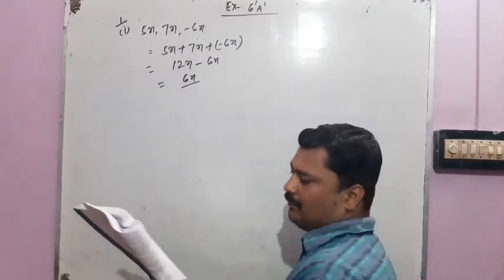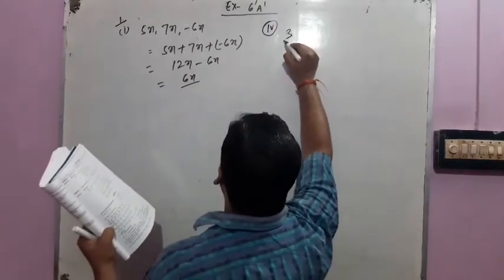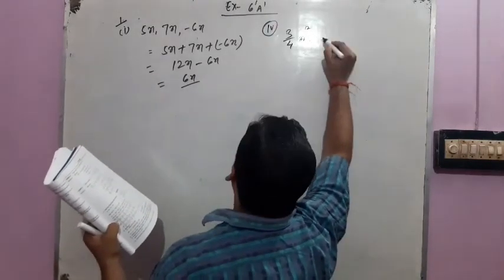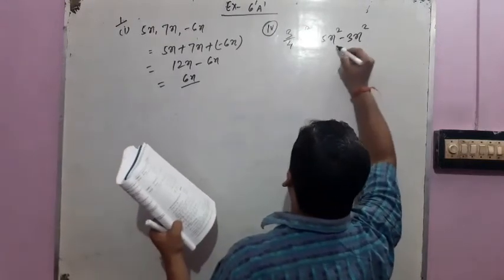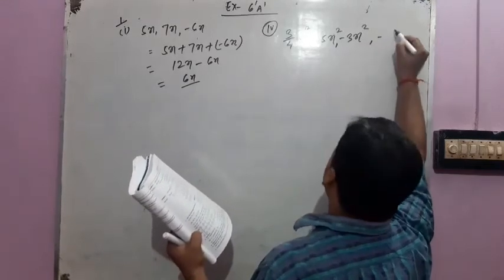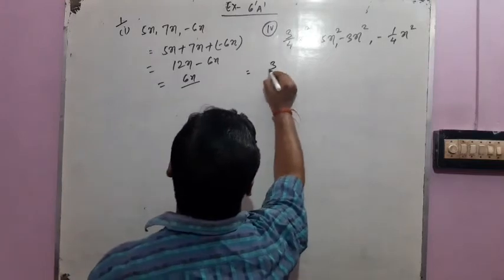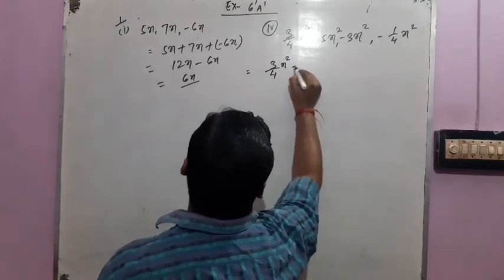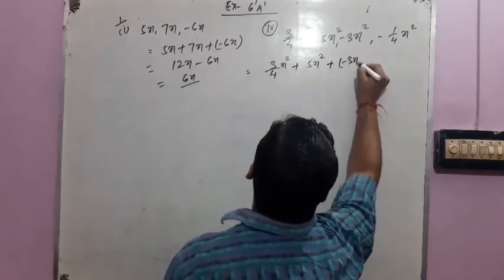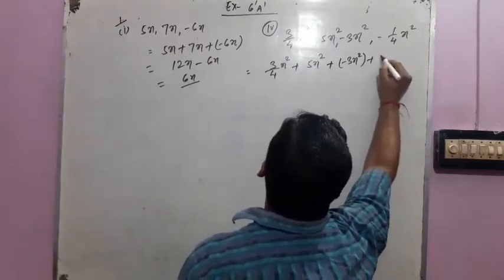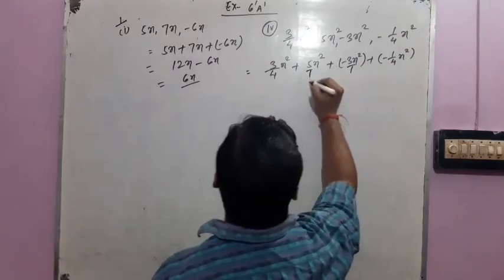Question number 4. 3 by 4 x square, 5x square, minus 3x square, minus 1 by 4 x square, that we have to add. Okay students, so we have to write in order 3 by 4 x square plus 5x square plus minus 3x square plus minus 1 by 4 x square. Now students, we have to keep 1 as the denominator.